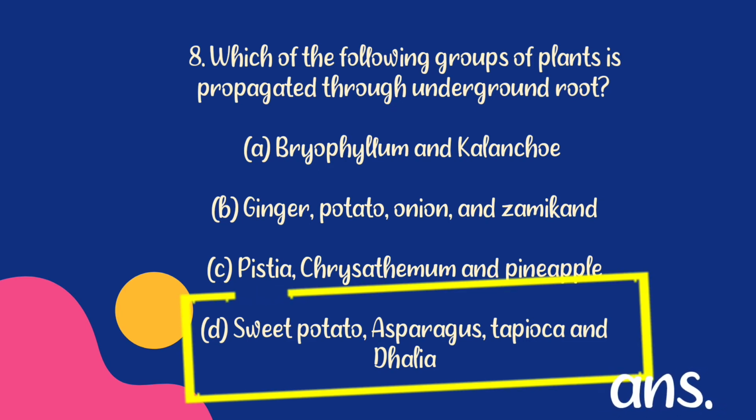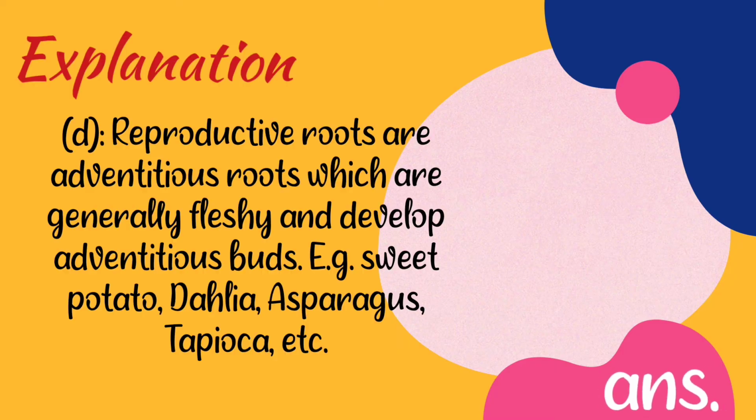And the answer is D. Sweet potato, asparagus, tapioca and dahlia. Explanation. D. Reproductive roots are adventitious roots which are generally fleshy and develop adventitious buds. For example, sweet potato, dahlia, asparagus, tapioca, etc.